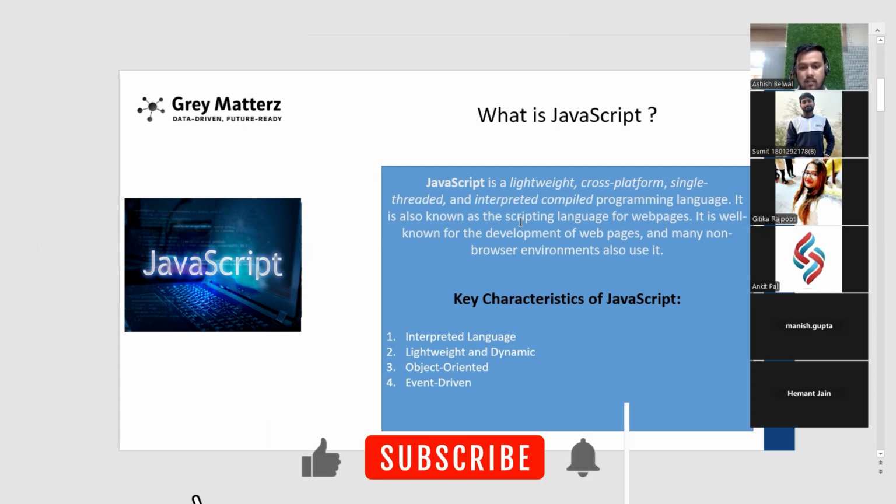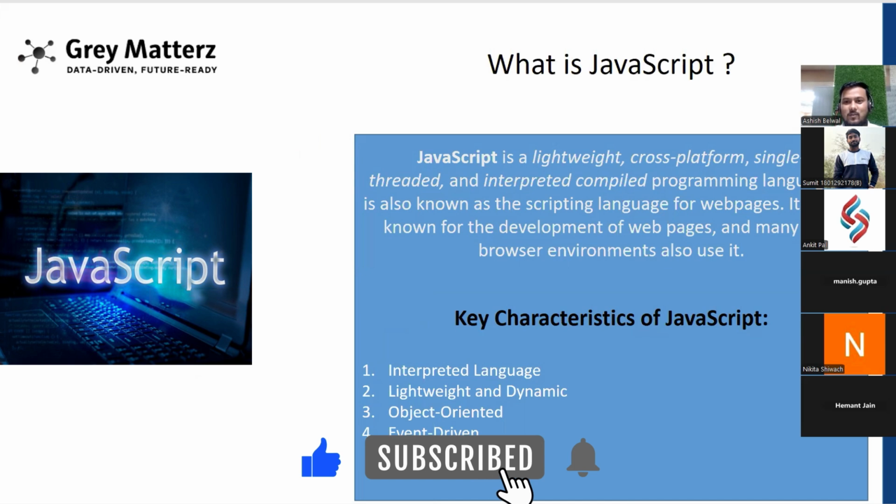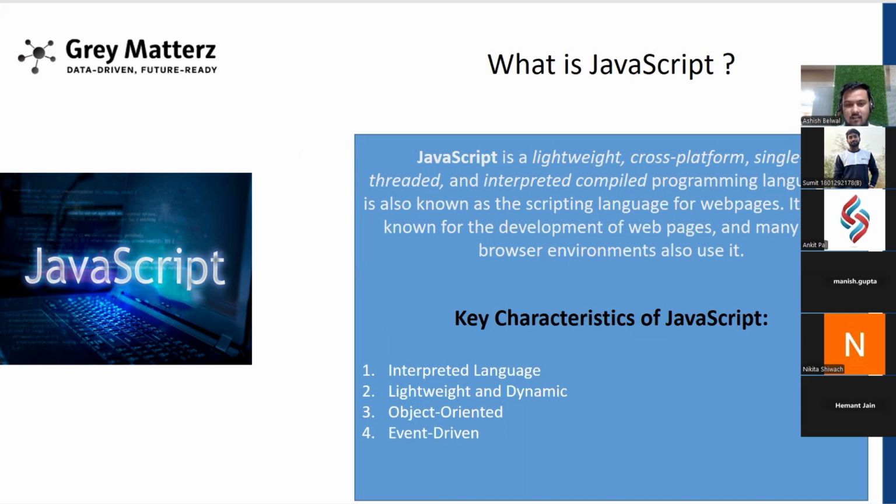So first, let's discuss interpreted language. JavaScript is a lightweight cross-platform single-threaded interpreted language. JavaScript is used for both client-side and server-side scripting. For server side we use Node.js, like creating APIs and all kinds of things for integrating the front end with the back end, and on the front end side we use it for web applications. The key features of JavaScript are interpreted language, lightweight and dynamic, object oriented, and event driven.